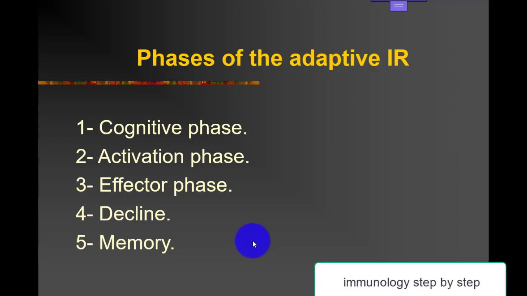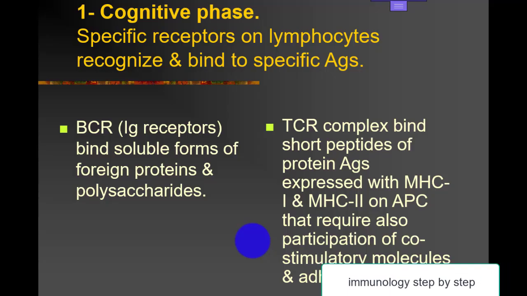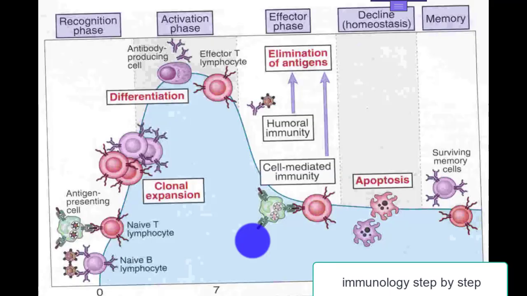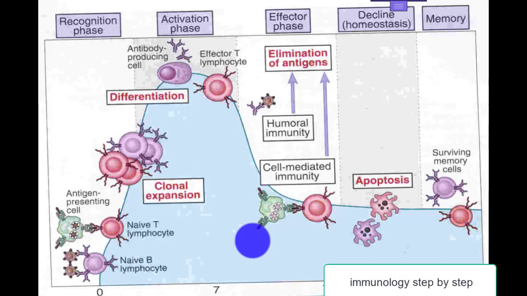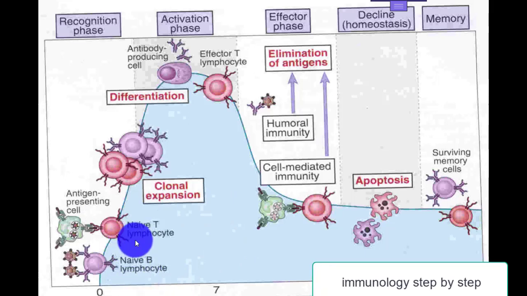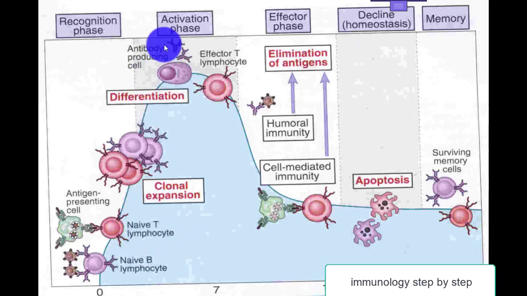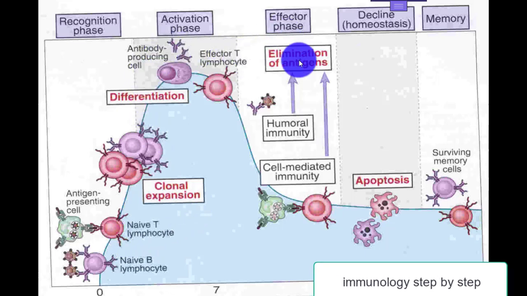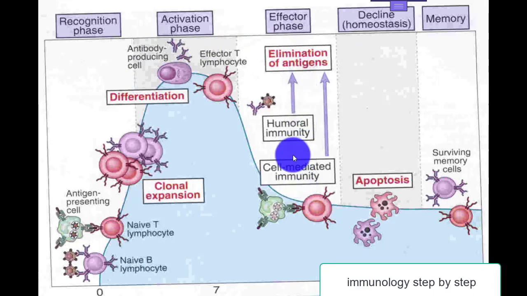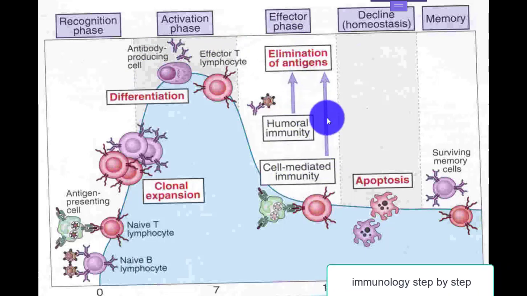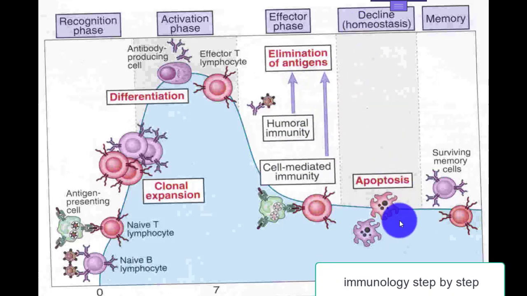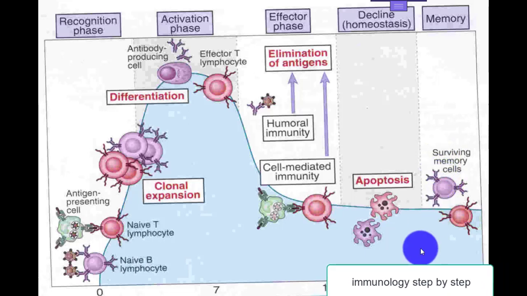Phases of the adaptive immune response: recognition phase, activation phase, effector phase, and decline and memory. Here is the recognition phase with the naive T cell, followed by clonal expansion and differentiation. Here is the activation phase, with effector lymphocytes and elimination of antigen. Humoral immunity and cell-mediated immunity develop. In the decline phase, apoptosis occurs and memory cells form, with surviving memory cells.